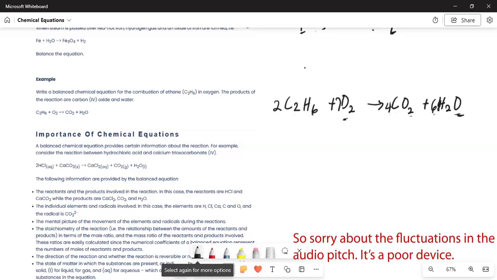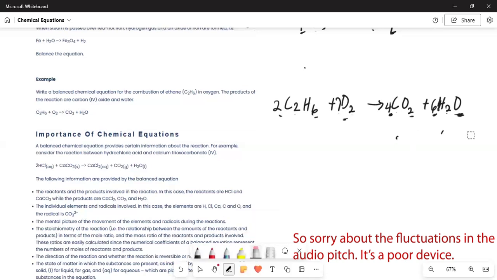Let's do the atom count again. 2 times 2 for carbon, that is 4. 4 carbon also on the right-hand side. Then 2 times 6 for hydrogen, that is 12. Then 6 times 2 also here, that is 12. And what is oxygen? 7 times 2, 14. On the right-hand side, you have 4 times 2, that is 8. Then 6 times 1 here, 6. 8 plus 6 is 14. So the equation is balanced.